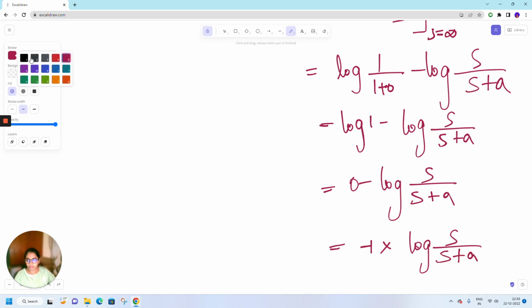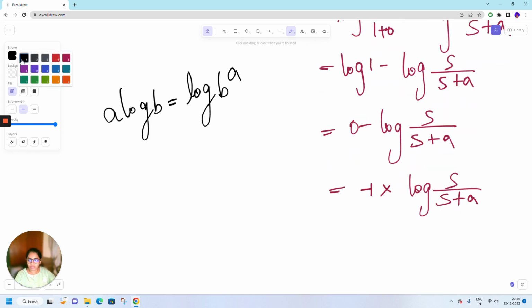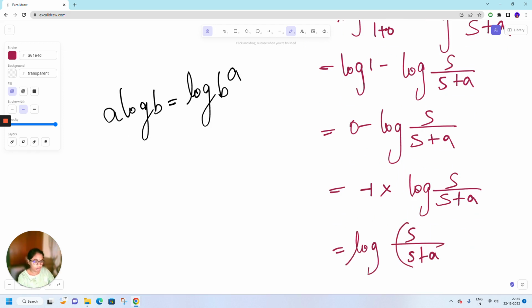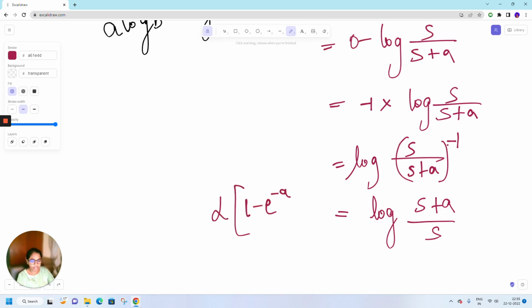Now, what is the formula of a log b? Can we write a log b as log b power a? So now what will we get? We'll get log s divided by s plus a whole power minus 1, or if you flip it, if you want a positive power, I can write it as s plus a divided by s. What is this? This is the Laplace of 1 minus e power minus at divided by t.